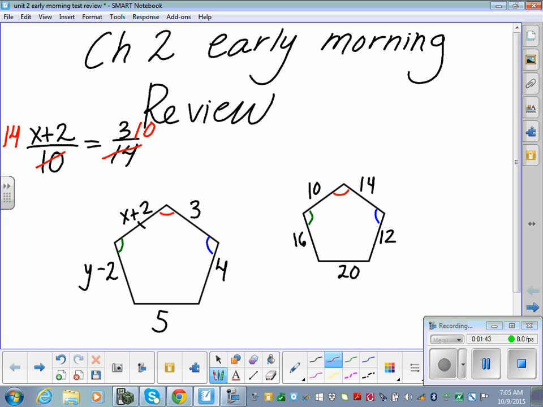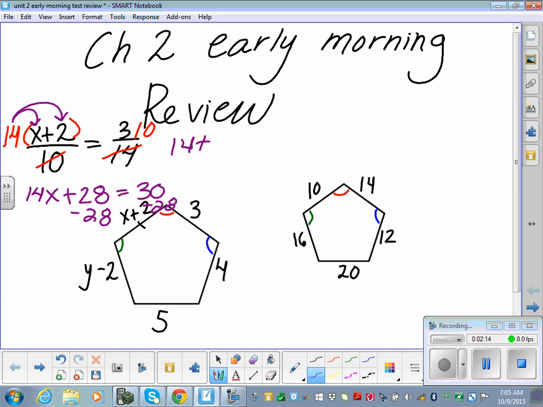Don't get this far on the test and then miss it. You're going to have things like this, so you have to put those in parentheses. Then you distribute it through: 14 times x, 14x, and then 14 times 2 is 28, very good, is equal to 30. And then I would subtract 28 from both sides. So I have 14x is equal to 2. Divide both sides by 14. And you're going to see answers on the test that are fractions.